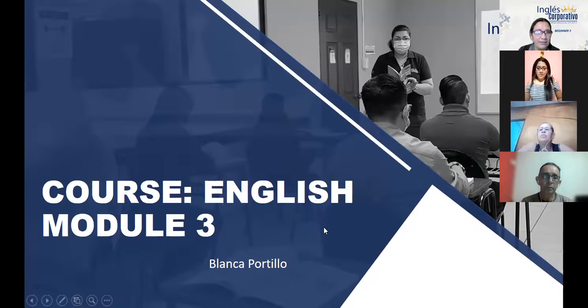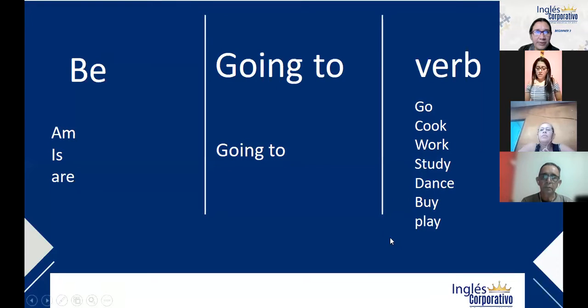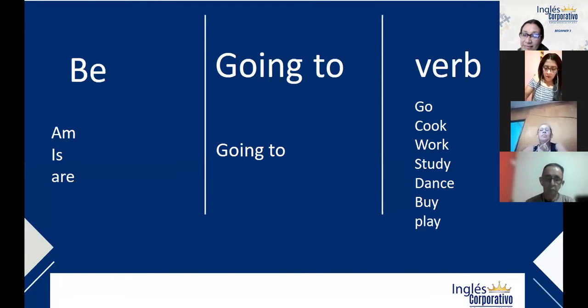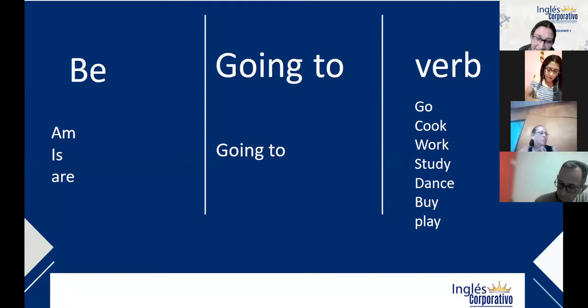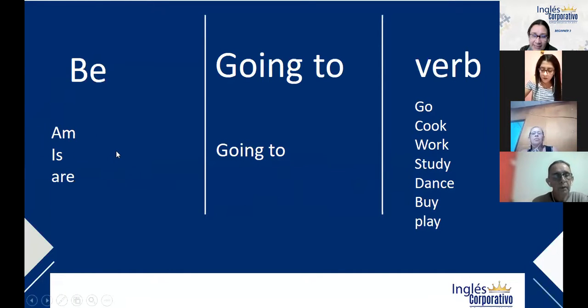Welcome, welcome. This is our class number 3, and we are reviewing going to, right? So this is what we've been studying for the last 2 classes: affirmative, negative, yes/no questions, and WH questions with going to. Okay, so this is the structure. We always need the verb be. I am, she is, it is, you are, we are, they are.